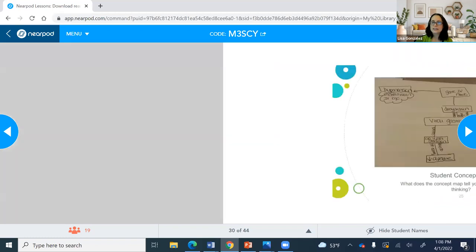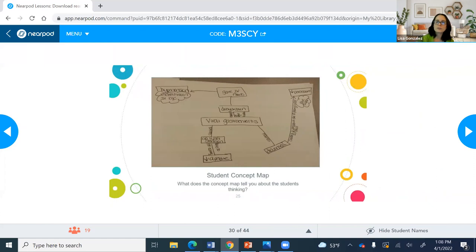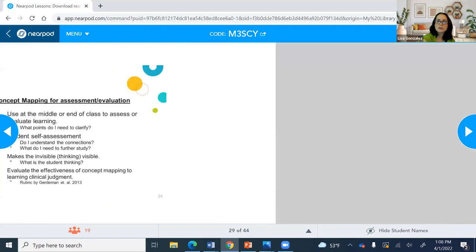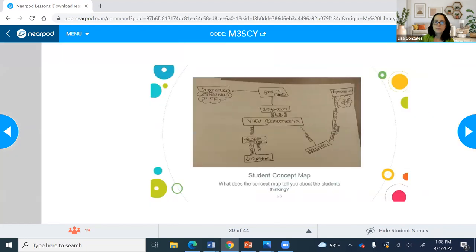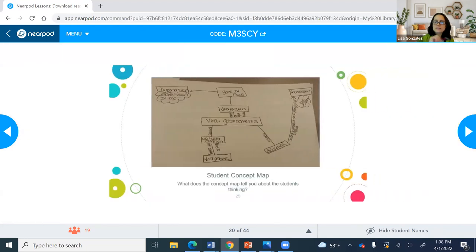So I actually want to show you guys a few things here. I will talk you through this rubric in just a moment. First, this is a concept map. I want you to look at it just for a moment. You don't have to answer right now, but think about what this concept map tells you about the student's thinking. This is how we can assess and evaluate their learning.